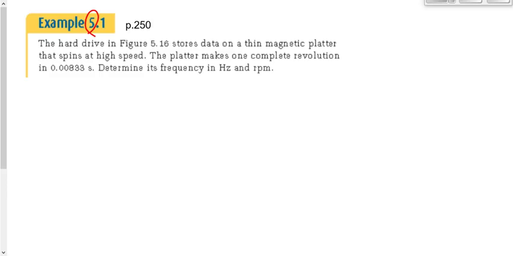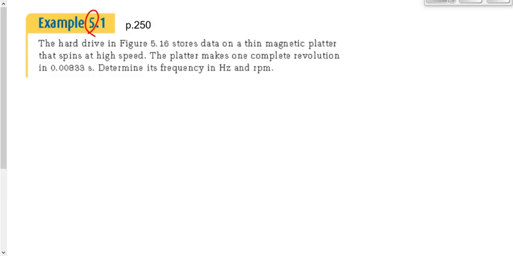This one says the hard drive of a computer stores data on a thin magnetic platter that spins at high speed. The platter makes one complete revolution in 0.00833 seconds, which is a pretty reasonable time for one revolution of the platter of a hard drive disk. We want to find its frequency in hertz and in RPMs. What do you think RPM stands for? Rotations or revolutions per minute, yeah. Let's figure out what this frequency is now.